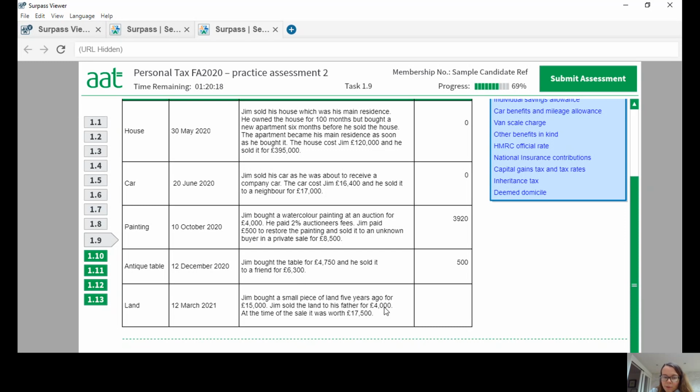Right, land. Jim bought a small piece of land 5 years ago for 15,000. Jim sold the land to his father, a connected person, for 4,000 when it was worth 17,500. So it's a connected person, so we replace the selling price with the market price. So 17,500, subtract the cost, there is a gain of 2,500. So not only has he sold the land very cheaply to his dad, he's now also got to pay tax on 2,500.